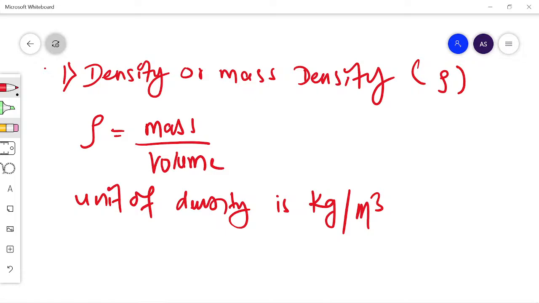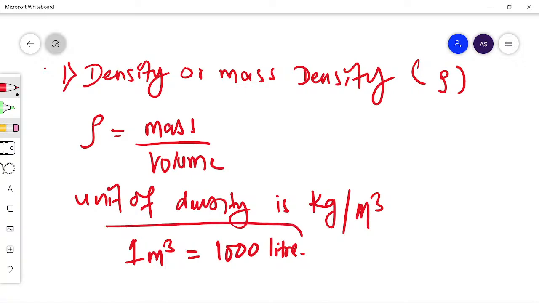One of the important things we need to understand while doing numericals is the relation between the liter and the meter cube. 1 meter cube equals 1000 liter. This is the important relation. This is the density, or mass density.